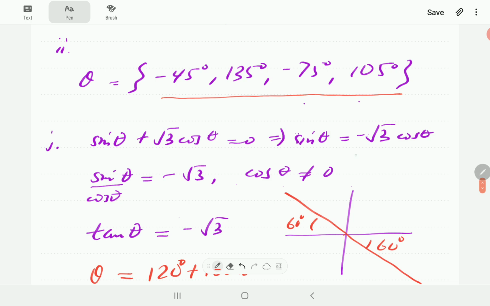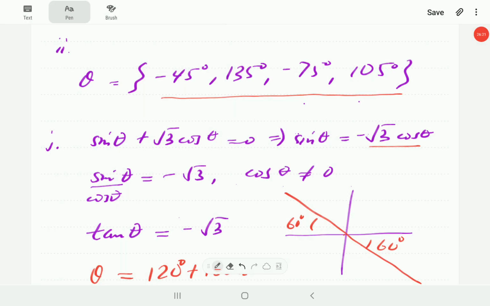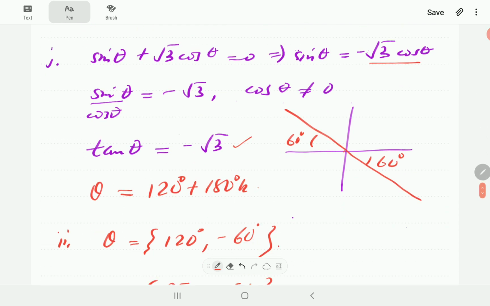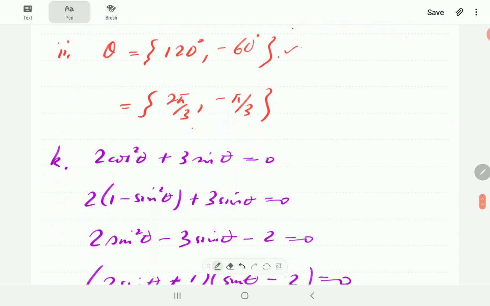In J, if we take cosine to the right hand side and then divide by cosine on both sides, it's going to give us tangent is negative root 3. If we take the inverse tangent, it's going to give us 120. And so the particular solutions will be those ones.